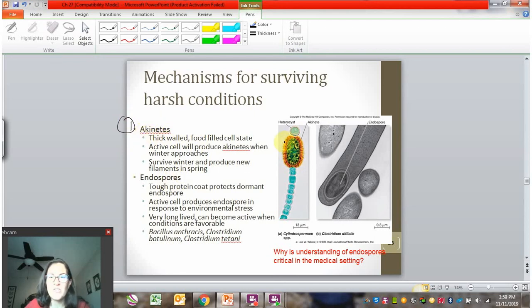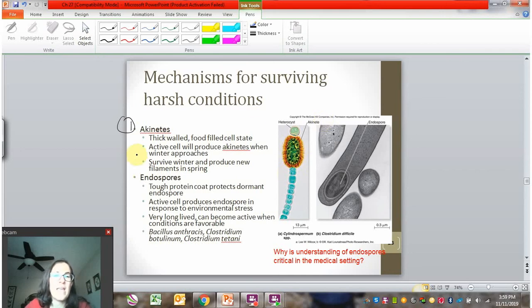Akinetes are special cells, and this is an example of one. This is the regular cell. And the akinete has formed. It's bigger. It has a really thick cell wall, and it's filled with food on the inside. So as part of its life cycle, these bacteria live in ponds, are photosynthetic cyanobacteria. And so in many cases, as winter approaches, the temperature changes, the food and light availability changes, they will be triggered to form the akinetes. They pack up with food and they go into a dormant state.